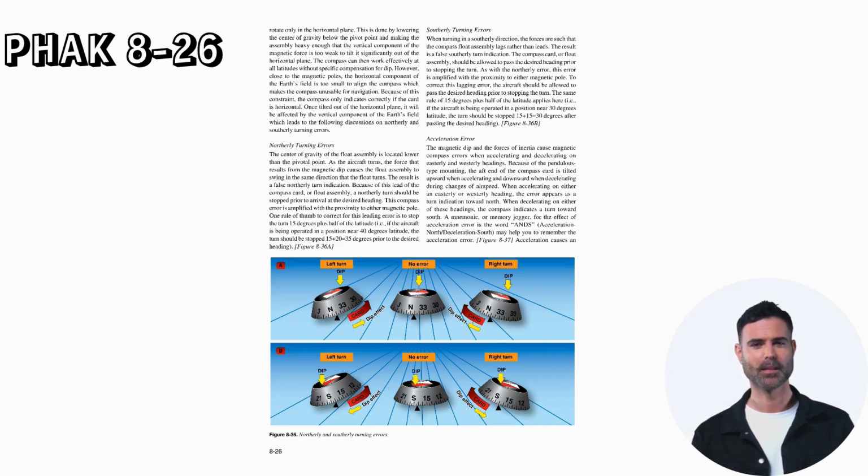The magnetic dip and the forces of inertia cause magnetic compass errors when accelerating and decelerating on easterly and westerly headings. Because of the pendulous type mounting, the aft end of the compass card is tilted upward when accelerating and downward when decelerating during changes of airspeed. When accelerating on either an easterly or westerly heading, the error appears as a turn indication toward north. When decelerating on either of these headings, the compass indicates a turn toward south.